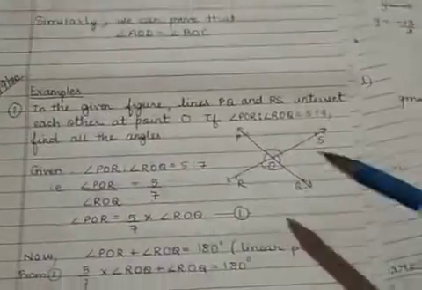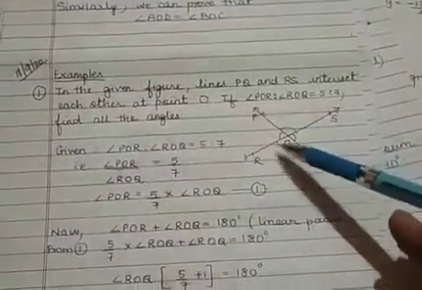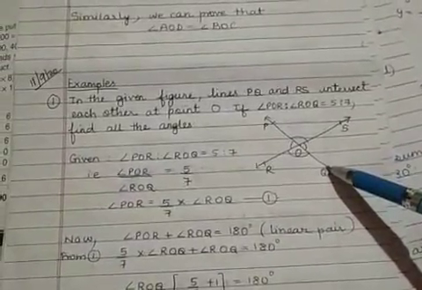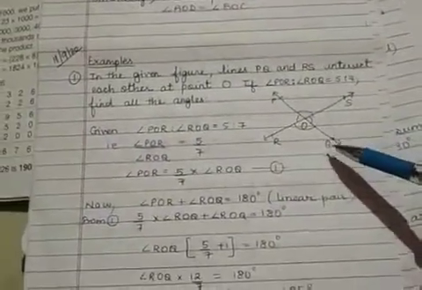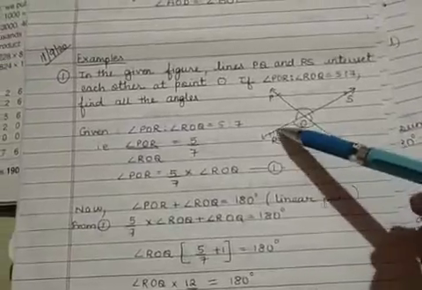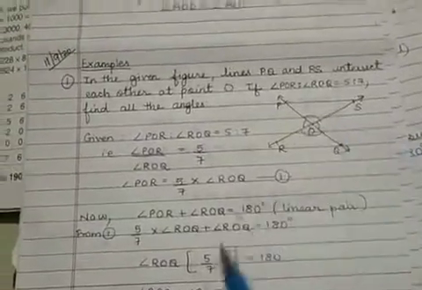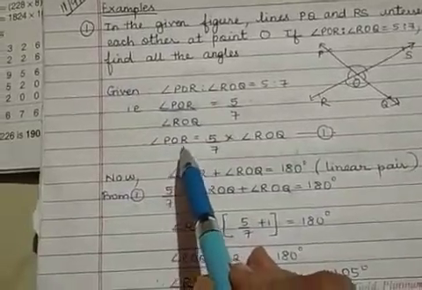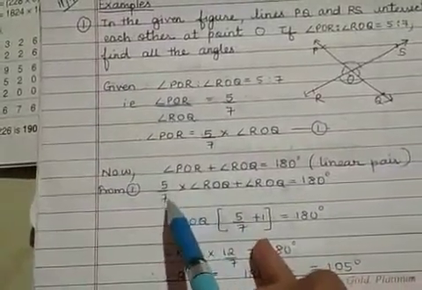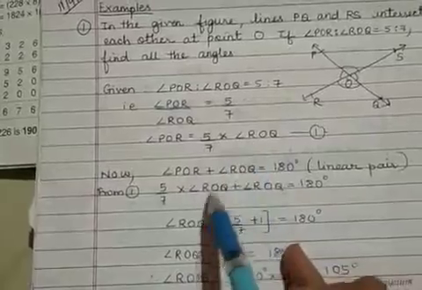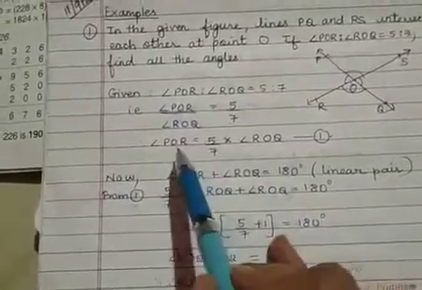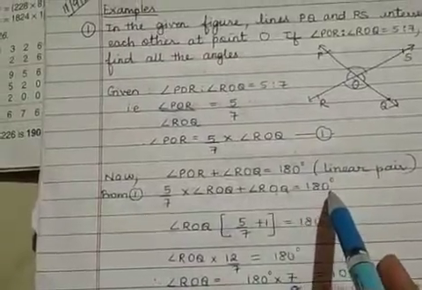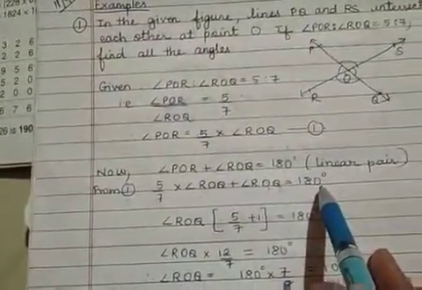Now you know that angle POR plus angle ROQ is equal to 180 degrees. Why? Because of the linear pair axiom. They form a linear pair. Now what is angle POR? Angle POR is equal to 5/7 multiplied by angle ROQ, plus this, you write it as it is, so you get it equal to 180 degrees.